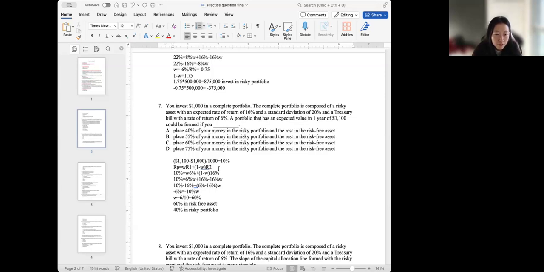All right, so we just need to find the right one here. Place 40% in the risky portfolio, and then the rest in risk-free. So this one is correct.